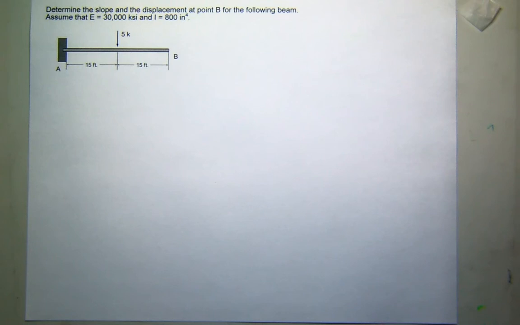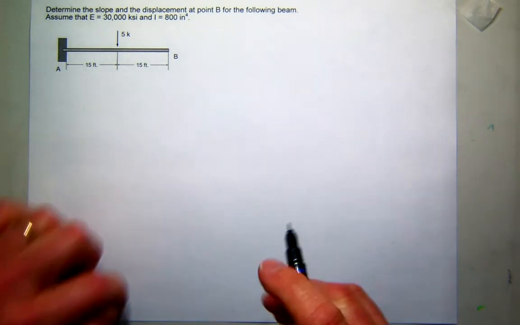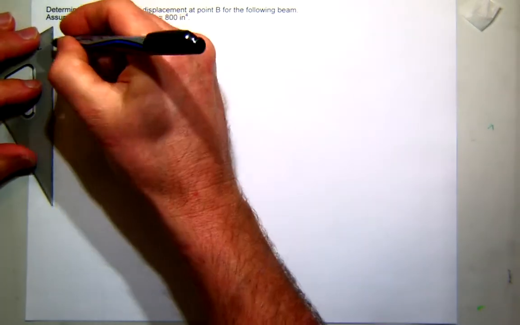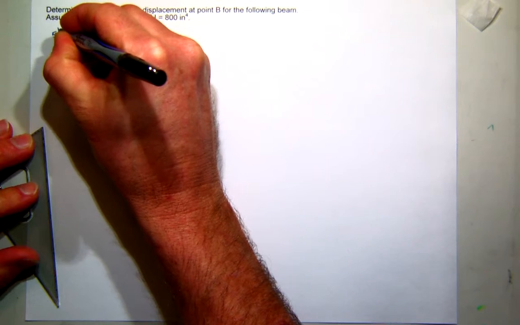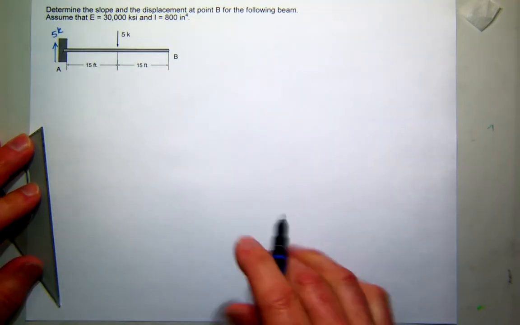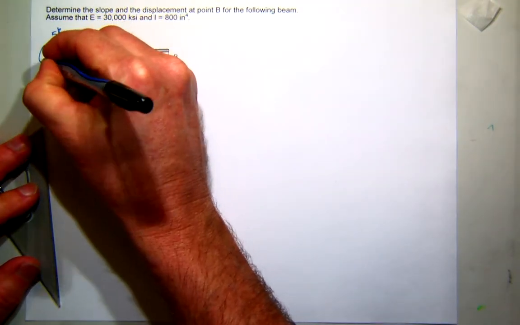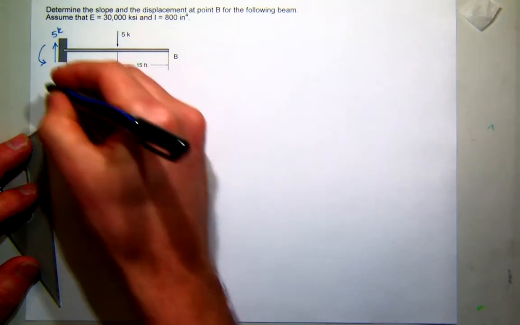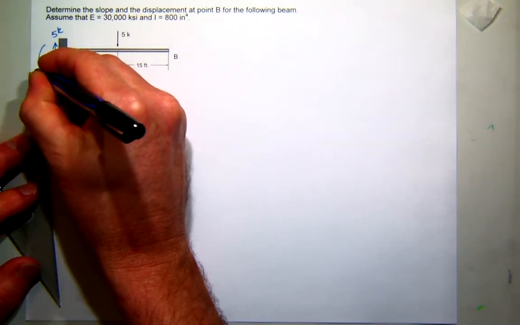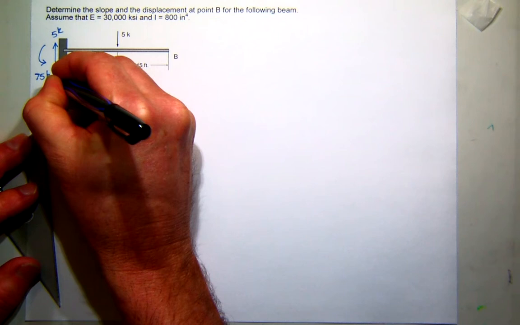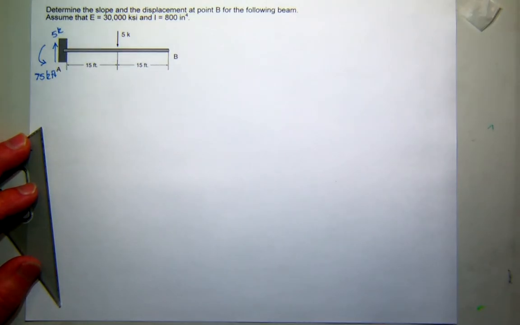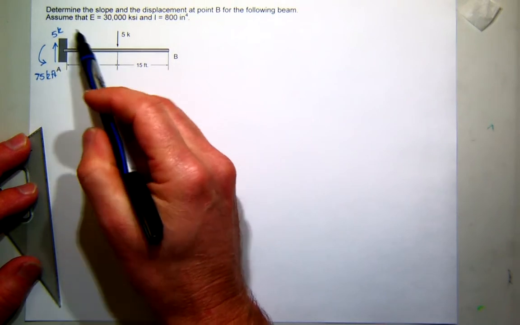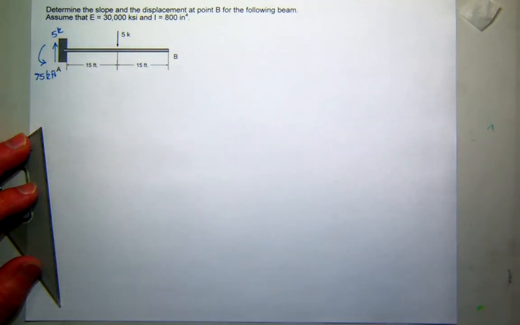So what's the first thing we need to do for conjugate beam? Draw the moment diagram. So I'm going to shortcut this a little bit and let you know that we're going to have a 5 kip shear at that end, and that our moment will be negative and equal to 75 kip feet. Basically just 15 times 5. I'm sure if you took the time to do your equations of equilibrium, you'd find the same values.